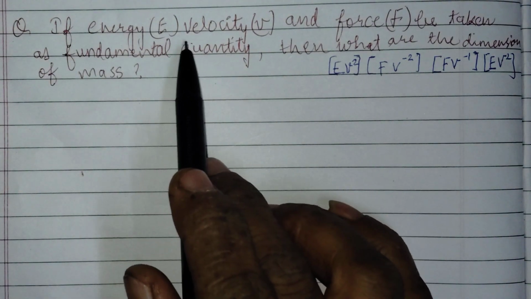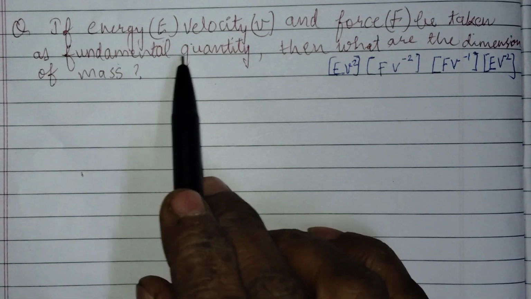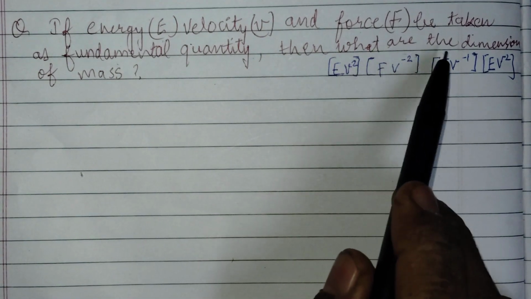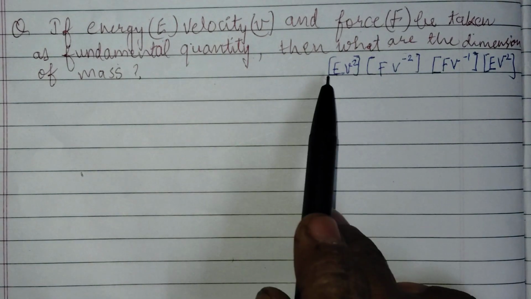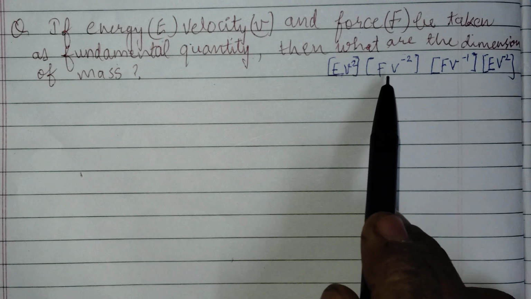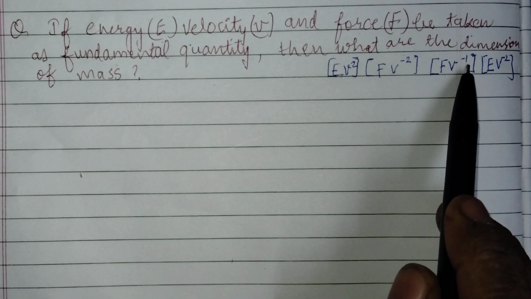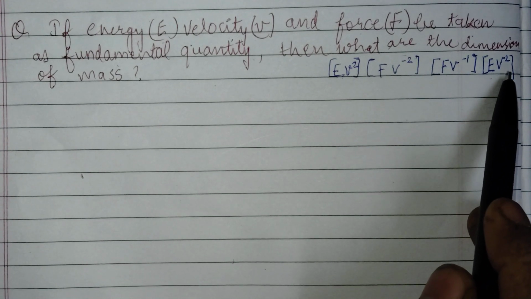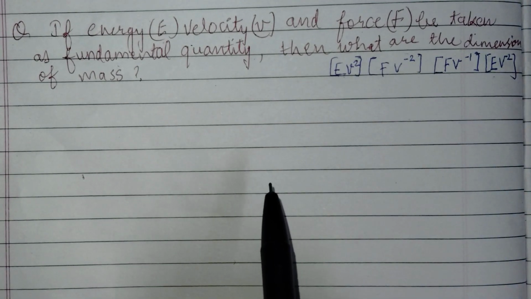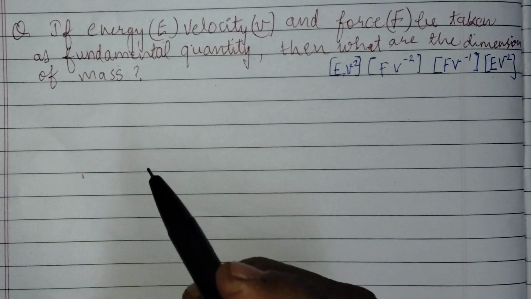Here is a class 11th dimension chapter question. If energy E, velocity V and force F are taken as fundamental quantities, then what is the dimension of mass? The options, where square brackets mean dimension, are: first, E V squared; second, F V to the power minus 2; third, F V to the power minus 1; fourth, E V to the power minus 2. Four options are given. Which option is correct? How do we check?